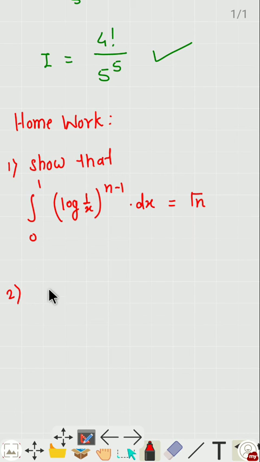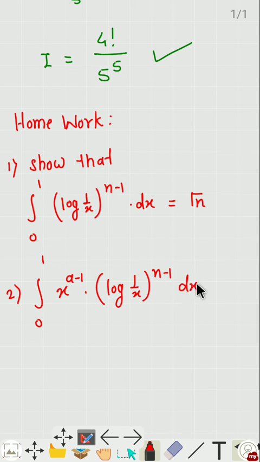Now the second question is, integration from 0 to 1 of x raised to the power a minus 1 into log of 1 by x raised to the power n minus 1 dx is equal to gamma n upon a raised to n. Here a is greater than 0. Show that this integration has that value.